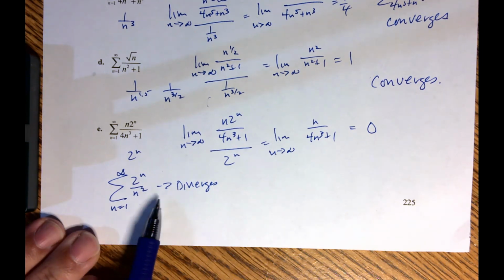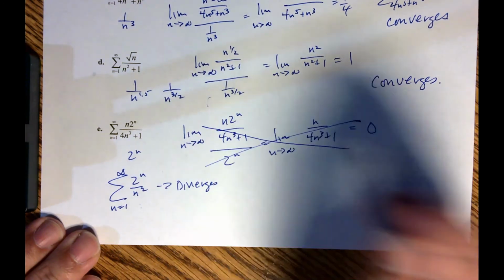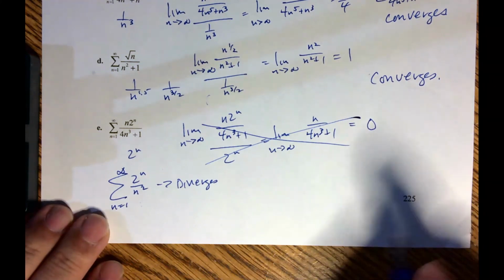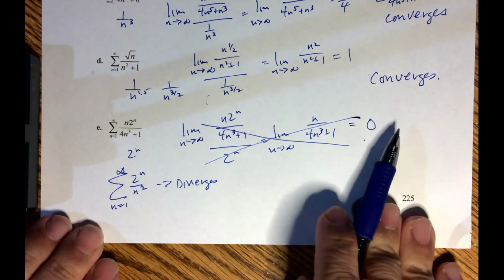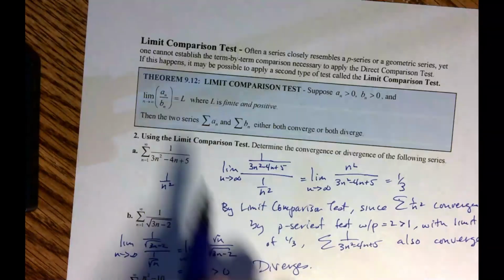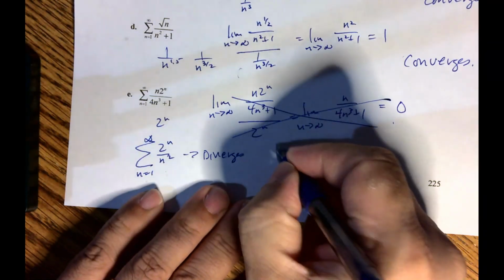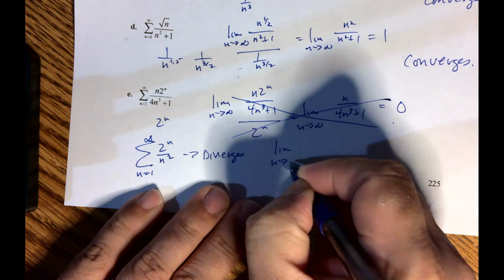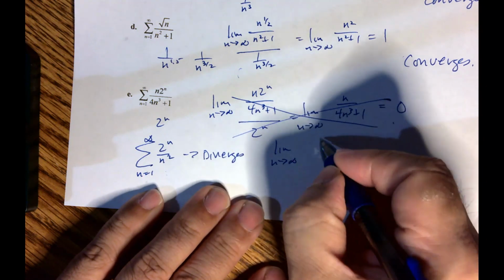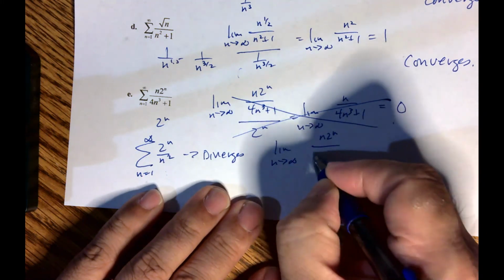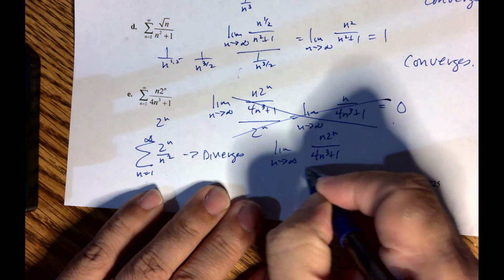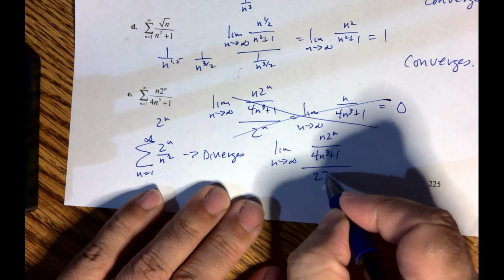Now let's compare it. So this was a bad choice. I'm just crossing that out because we don't want 0. If we get 0, that was a bad choice, because remember, the limit L has to be finite and positive. Well, 0 is not positive, so that was not a good choice. So let's try it again. So limit as n goes to infinity of n 2 to the n over 4n cubed plus 1 over 2 to the n over n squared.